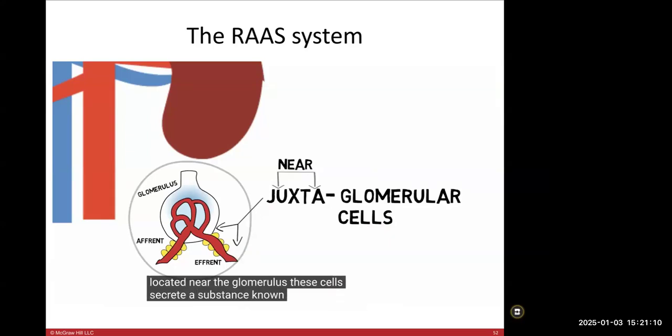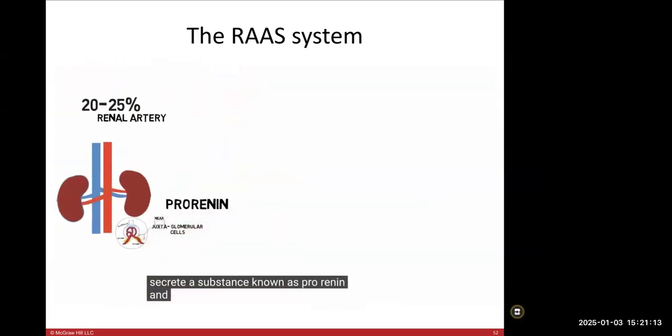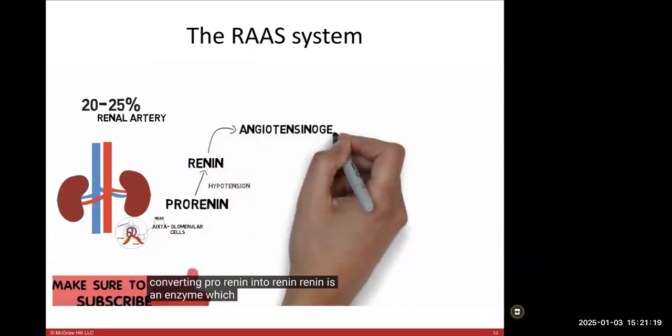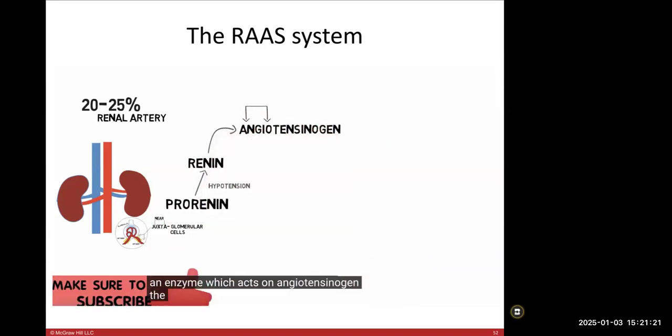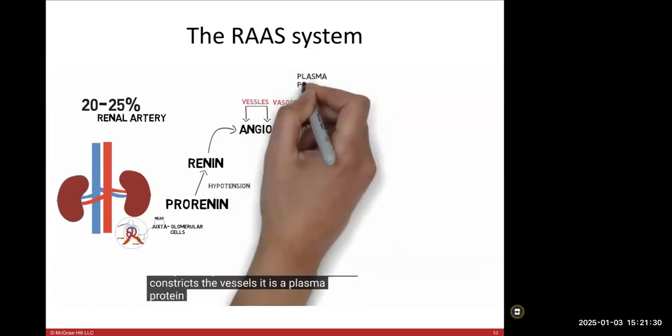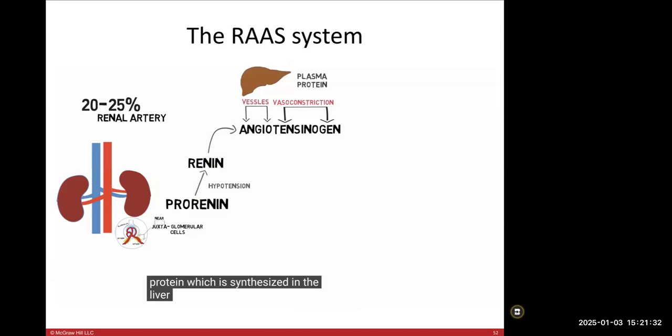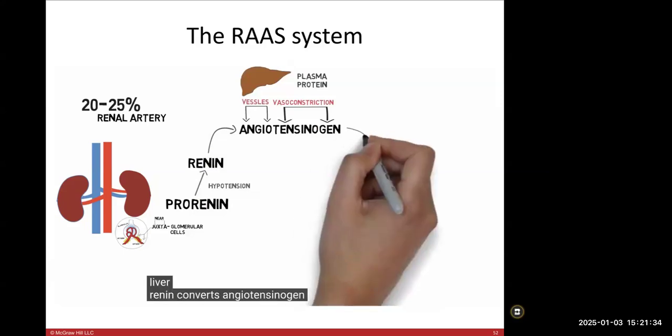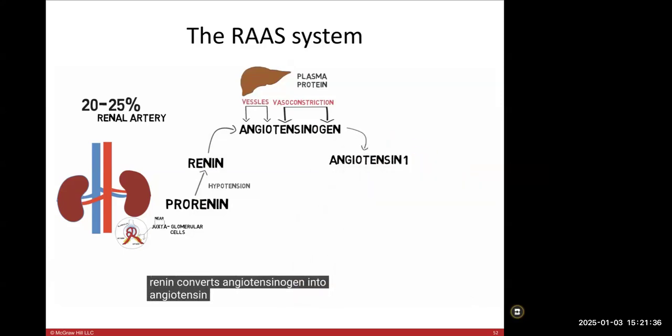These cells secrete a substance known as prorenin. And hypotension is a main stimulator of converting prorenin into renin. Renin is an enzyme which acts on angiotensinogen. The word angio means vessels. The word tensinogen means a substance which constricts the vessels. It is a plasma protein which is synthesized in the liver. Renin converts angiotensinogen into angiotensin 1.